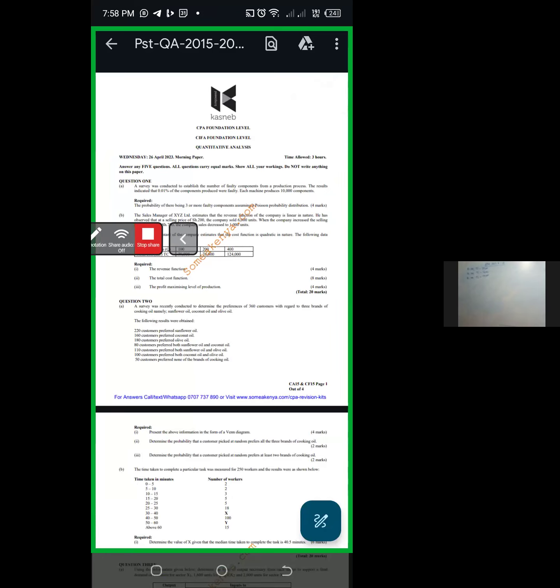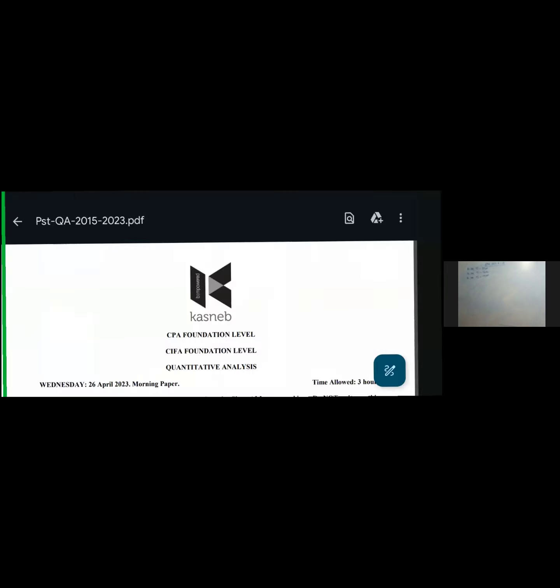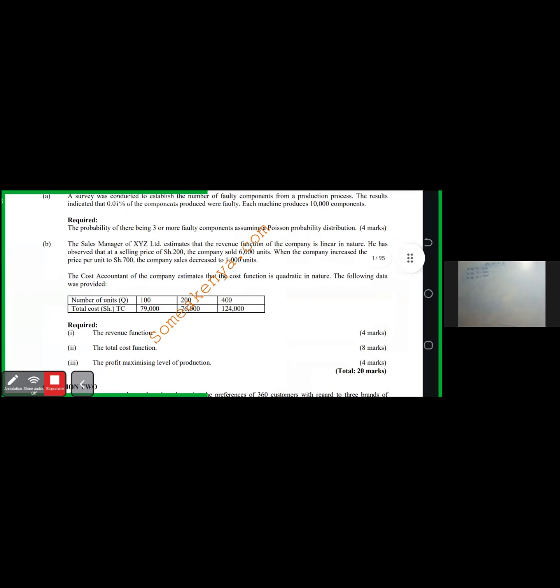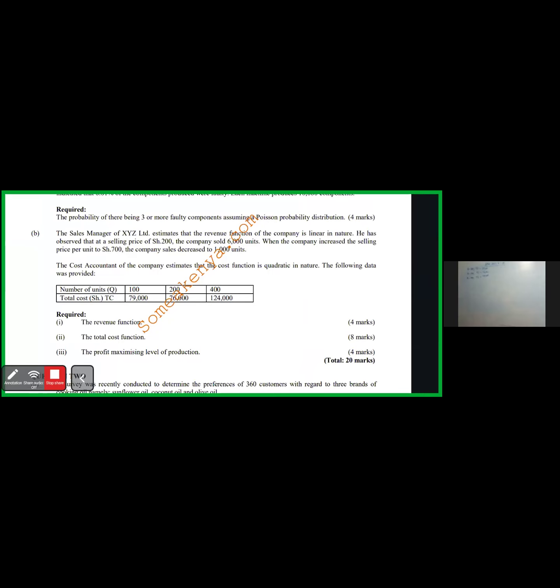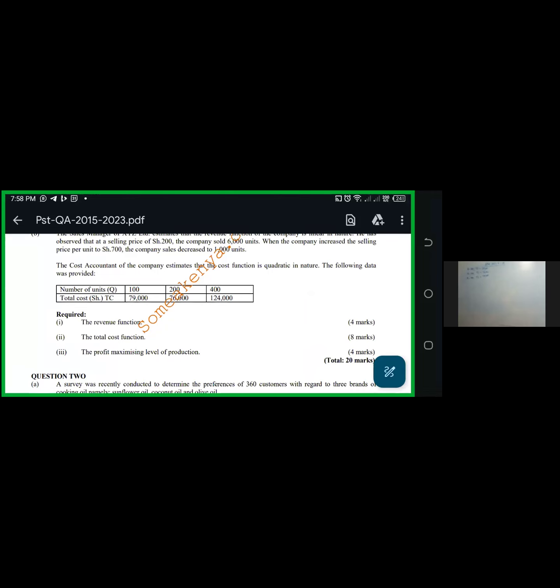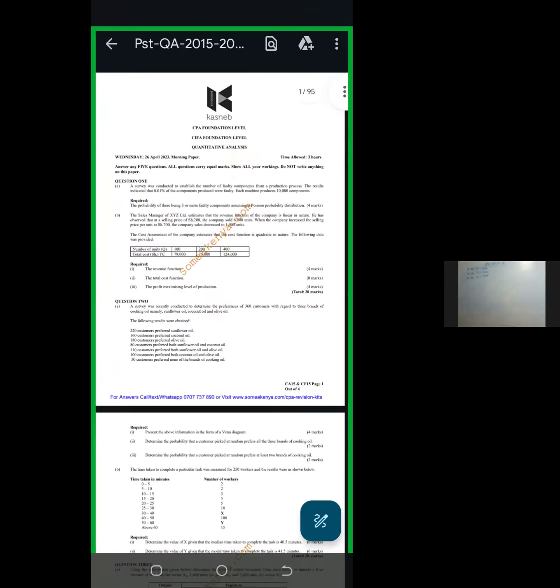It is clear from our question that it is 124,000. So with those three pieces of information, that is 100, 200, and 400 with 79,000, 76,000, and 124,000, we can use that information to derive our cost function, not revenue, our cost function.